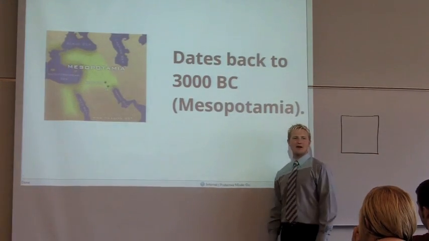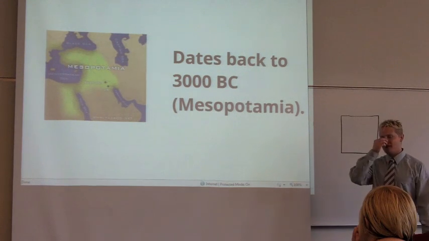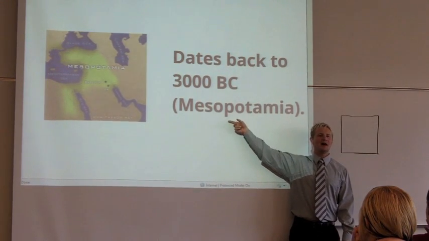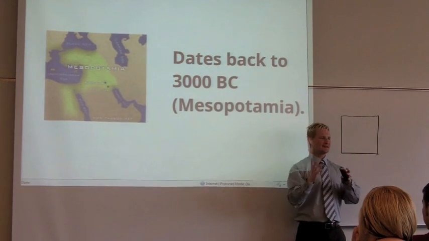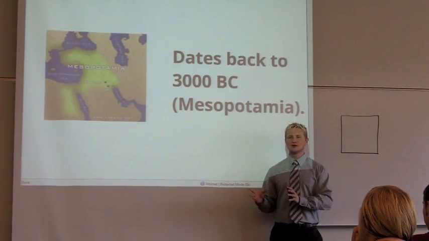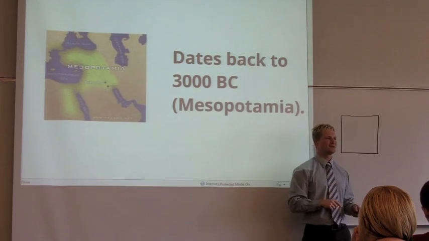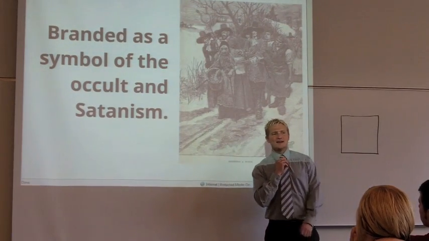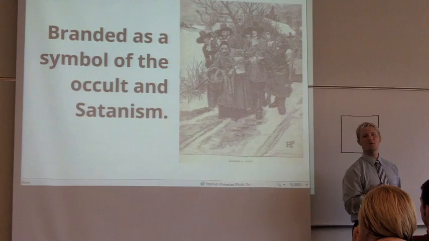This particular diagram is another one of those simple geometric patterns. It has also been around for about 5,000 years. This one dates back to Mesopotamia, so 3000 BC. And it's just like the swastika, these exist in many, many ancient cultures because they're just geometric patterns. They're easy to draw and carve into rocks. Somewhere along the lines, this particular symbol got branded as a sign of the occult or Satanism.